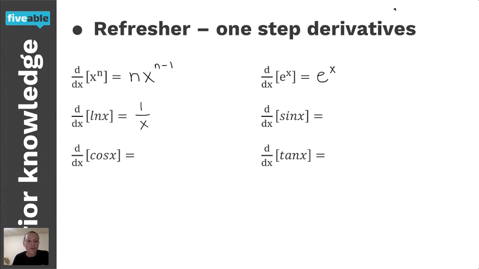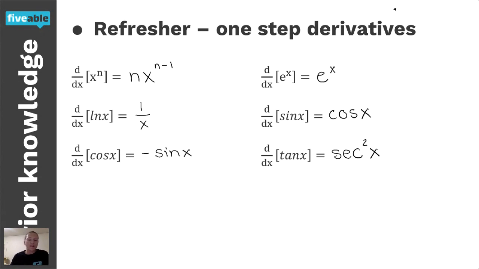And now let's look at a couple of trig functions. What did you guys come up with for the derivative of sine x? Awesome, cosine x. How about the derivative of cosine x? Negative sine x, rock on. And then how about the derivative of tangent x? Perfect, Flanny. We've got secant squared x.